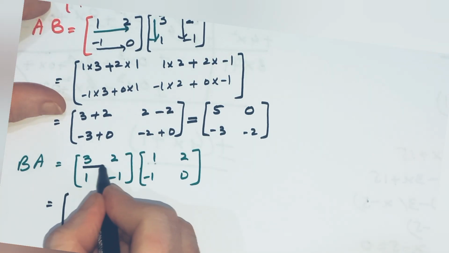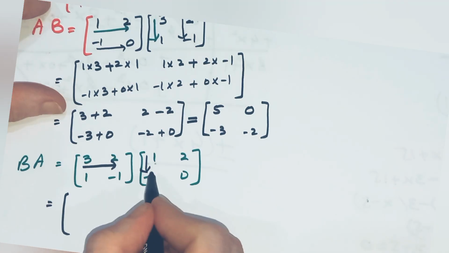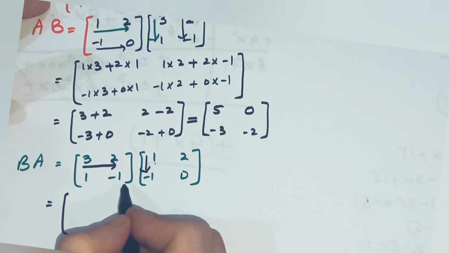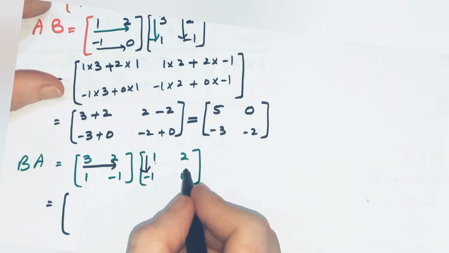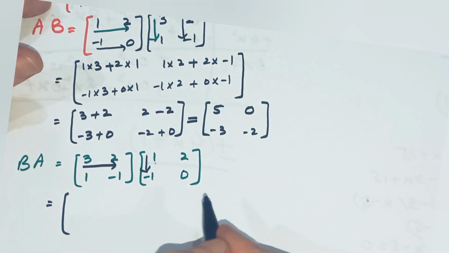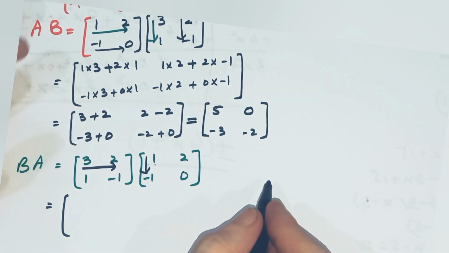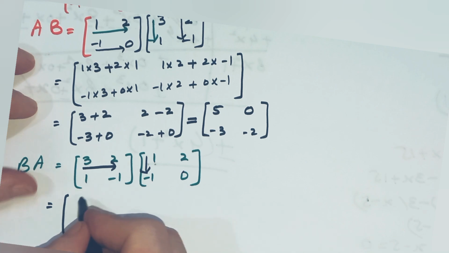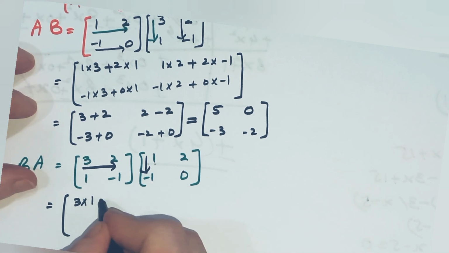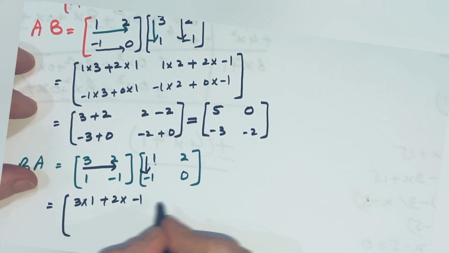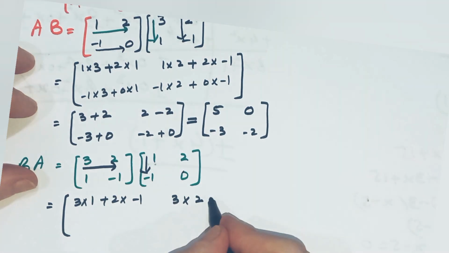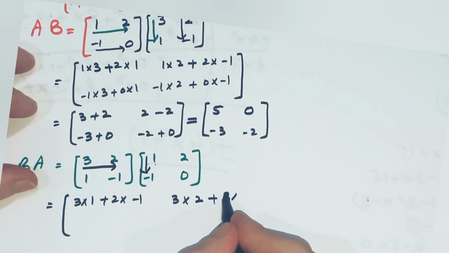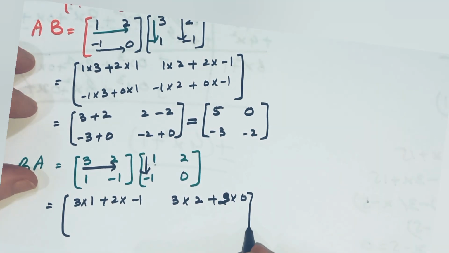Remember, rows to column. The first 2 to 3 questions we solve with a specific sign, rows to column, rows to column. Then when you get more practice, you solve without any sign. 3 multiplied by 1 plus 2 multiplied by minus 1. Similarly, 3 multiplied by 2 plus 2 multiplied by 0.